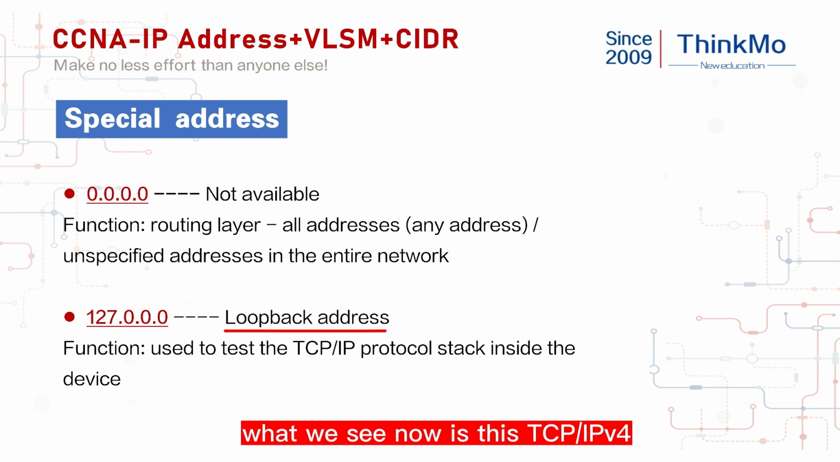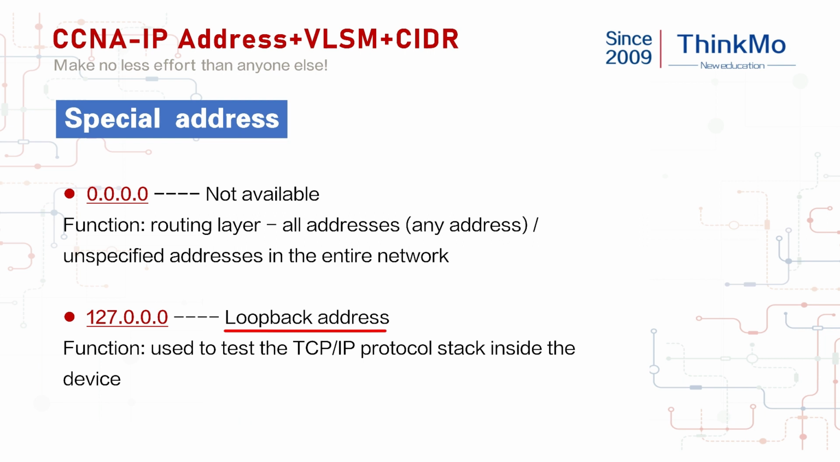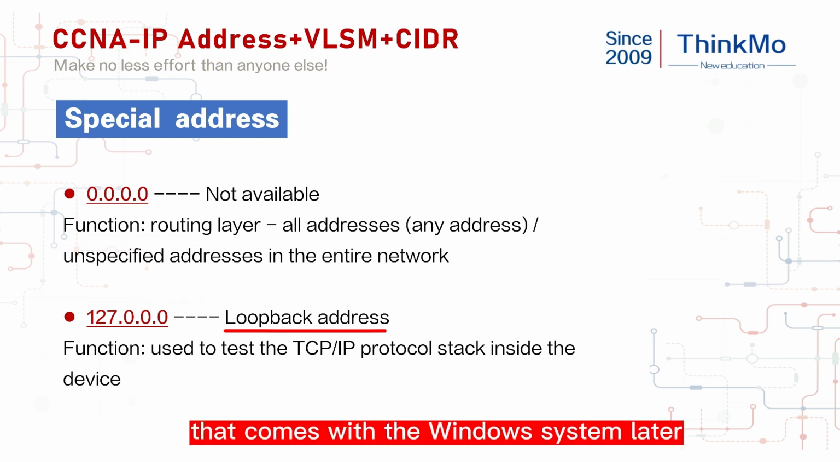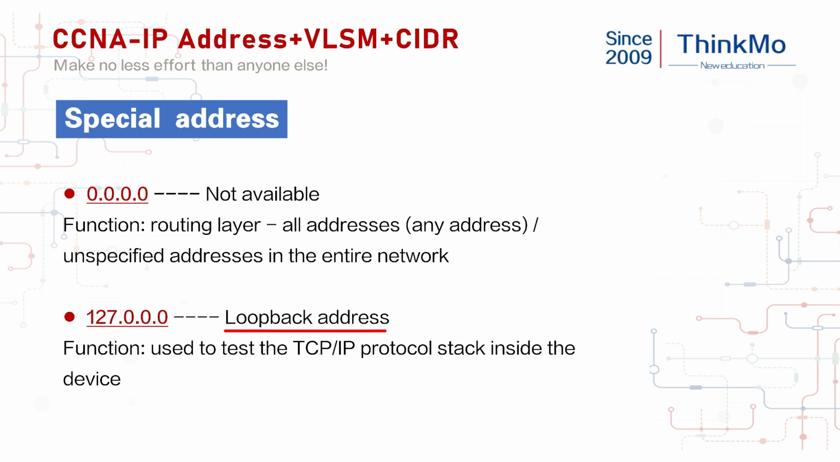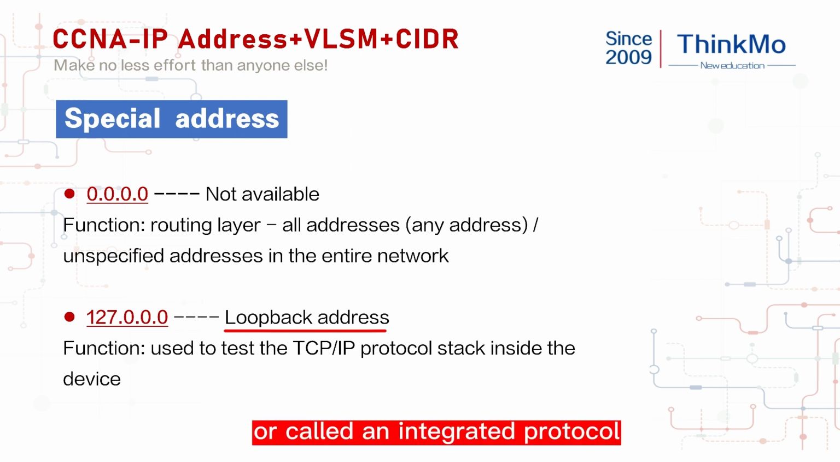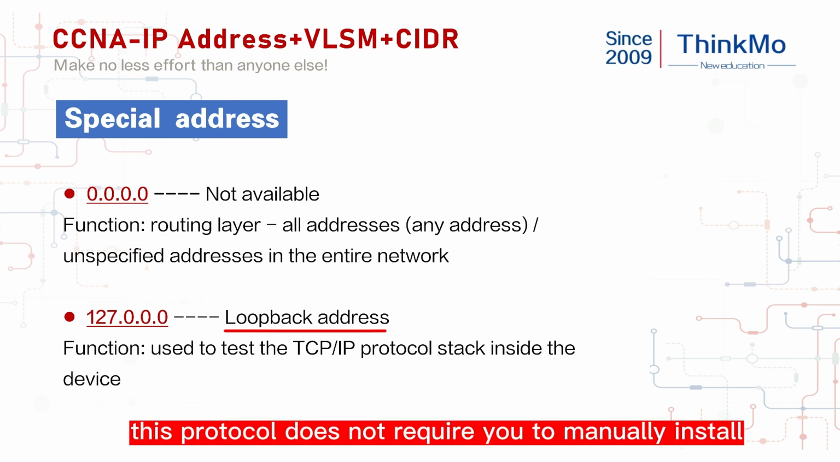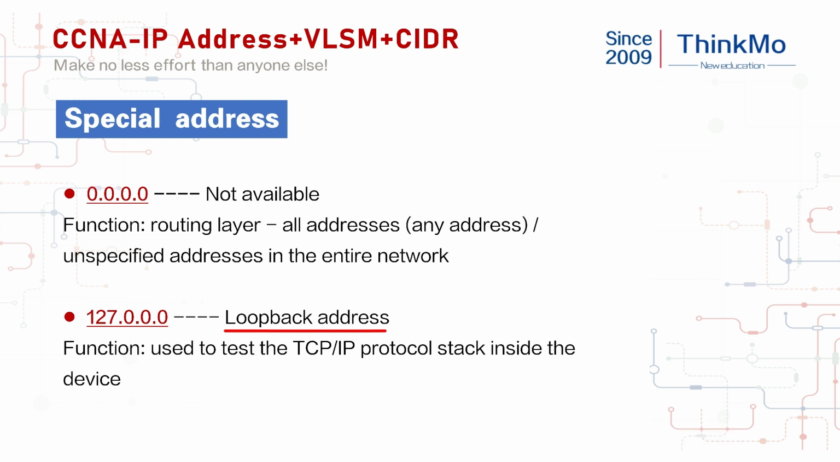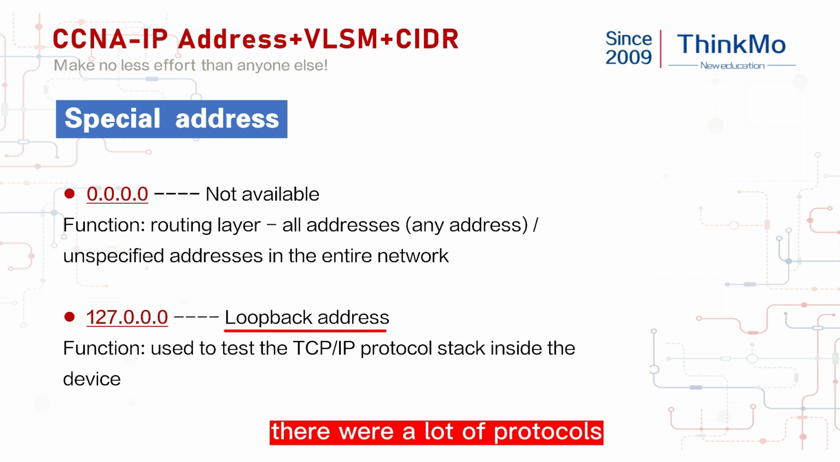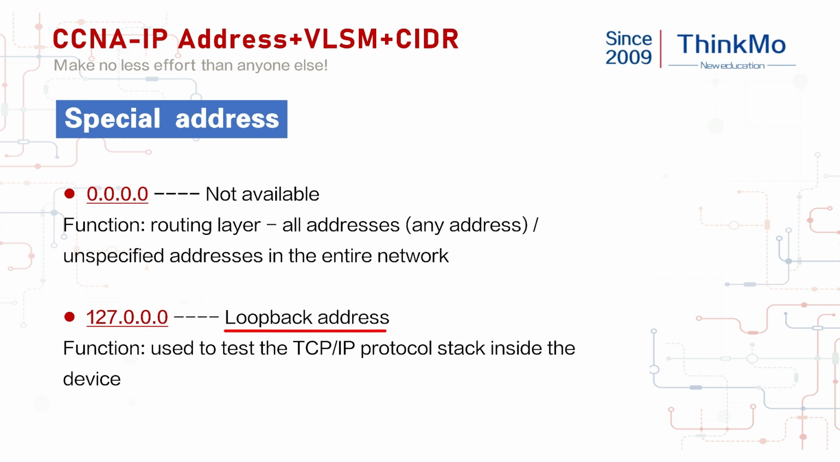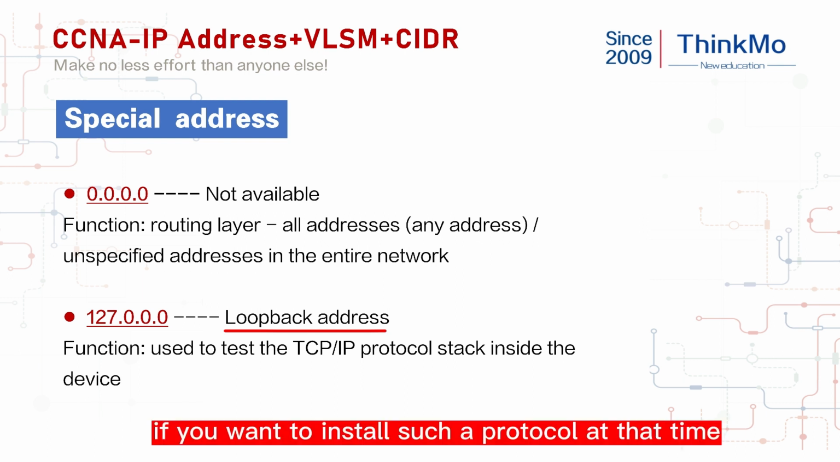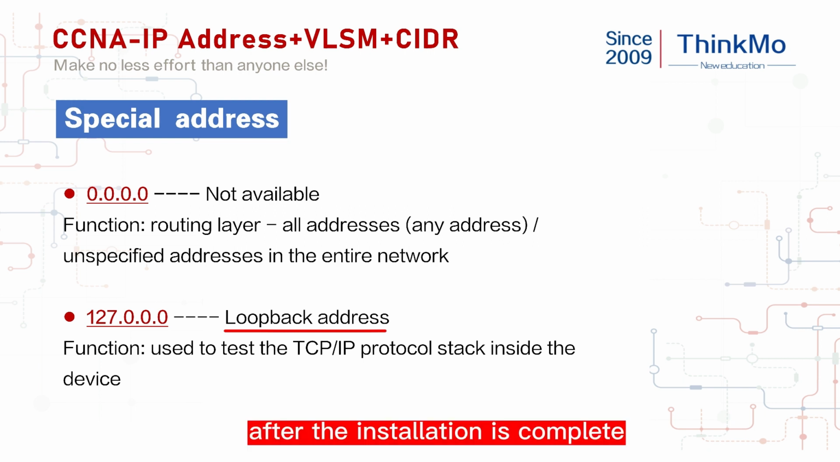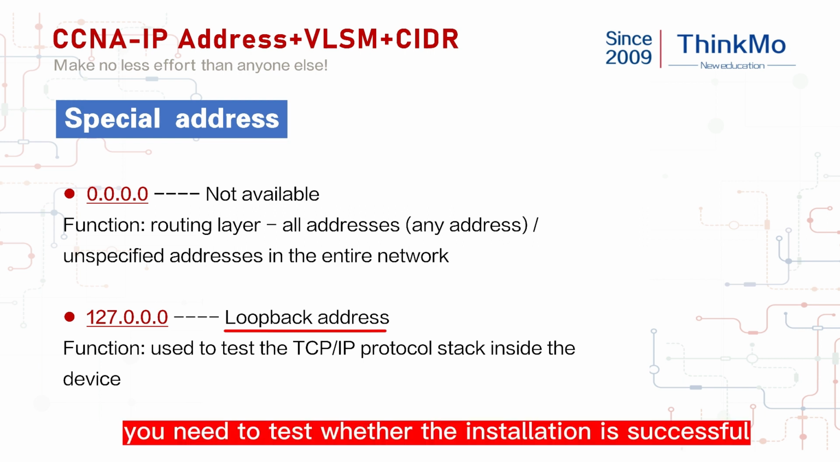What we see now is this TCP/IPv4. This is the device itself that comes with the Windows system later, or called an integrated protocol. This protocol does not require you to manually install. But in the early days of the internet there were a lot of protocols, for example, AppleTalk, IPX and more. If you want to install such a protocol at that time, after the installation is complete, you need to test whether the installation is successful.